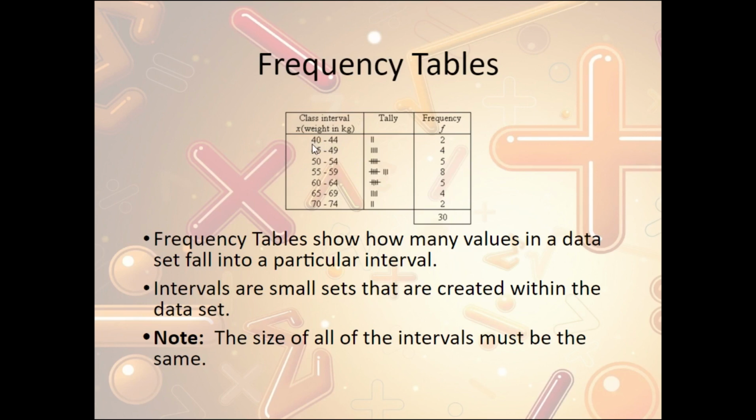So we have an interval here, right? Obviously our data set goes from at least 40 to 74. That's a pretty big span, so we break it up into smaller parts so we can see. From 40 to 44, there were 2 data points that fell within that range. Then from 45 to 49, there were 4 that fell within that range. And so on. So we can calculate how many fell into each range.